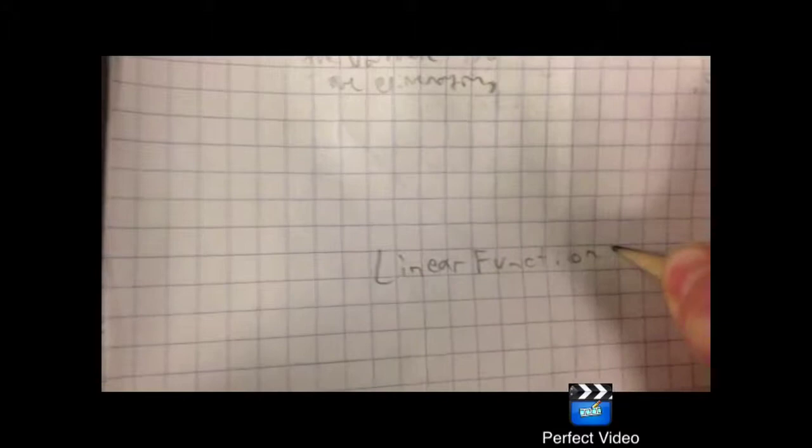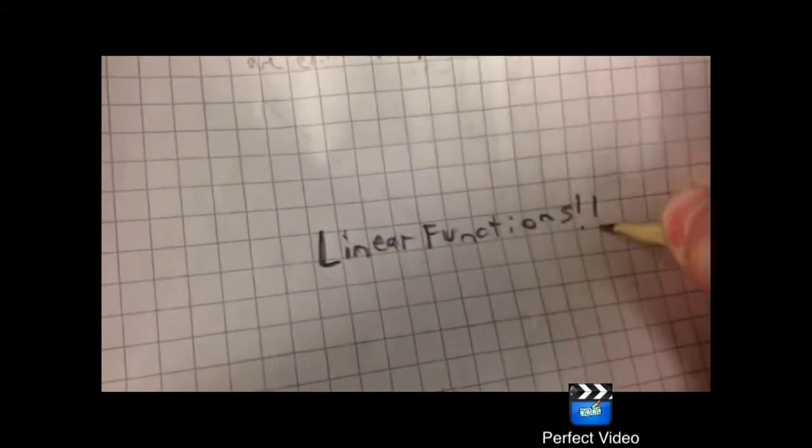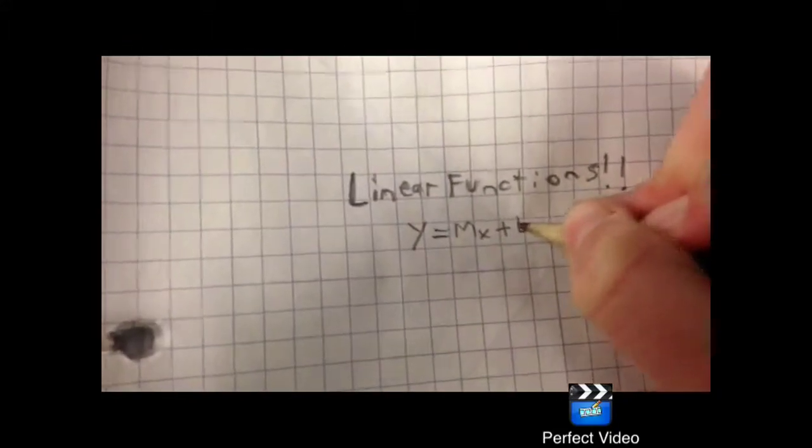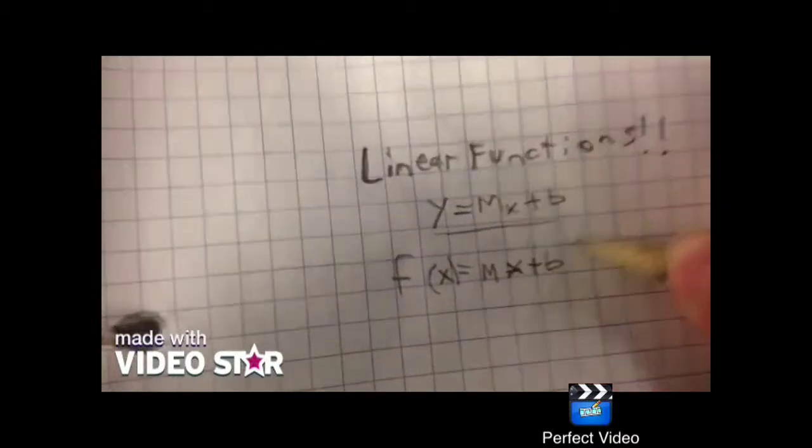Alright, I had to redo this video, so I'm sorry for the bad quality, but the first type of function we are learning about, and the easiest type, is the linear function, which has the same formula as a line, which is y equals mx plus b, but since it's a function, it's f(x) equals mx plus b.